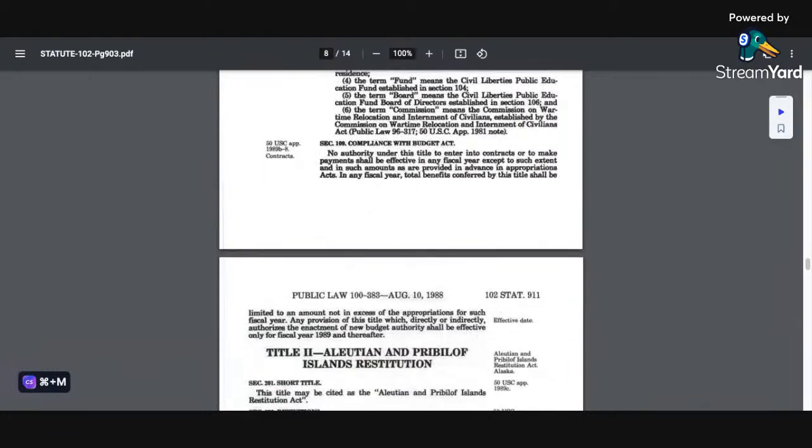Section 109. This is the last section. Compliance with Budget Act. No authority under this title to enter into contracts or to make payments shall be effective in any fiscal year except to such extent and in such amounts as are provided in advance in appropriations acts. In any fiscal year, total benefits conferred by this title shall be limited to an amount not in excess of their appropriations for such fiscal year. Any provision of this title which directly or indirectly authorizes the enactment of new budget authority shall be effective only for the fiscal year 1989 and thereafter.